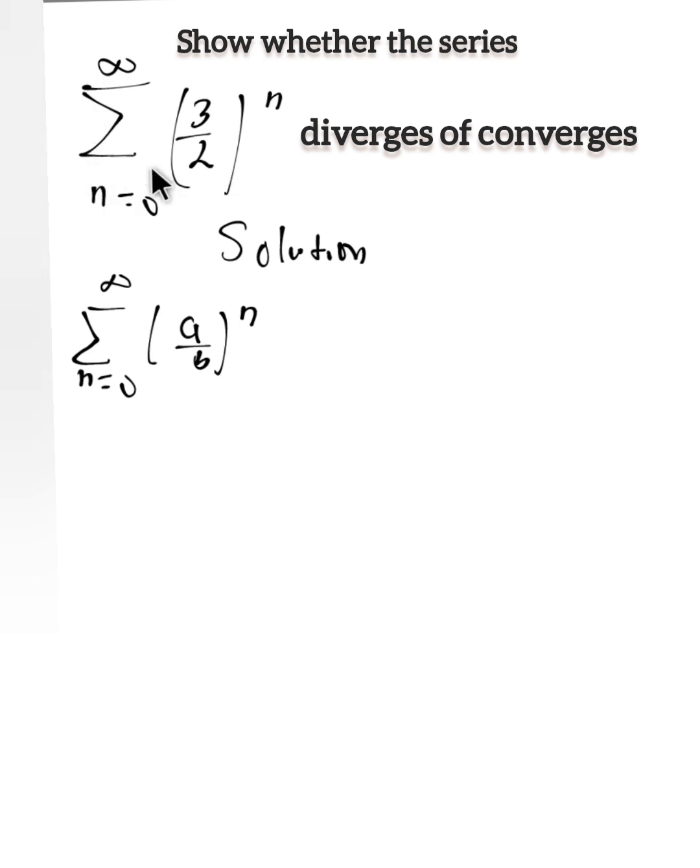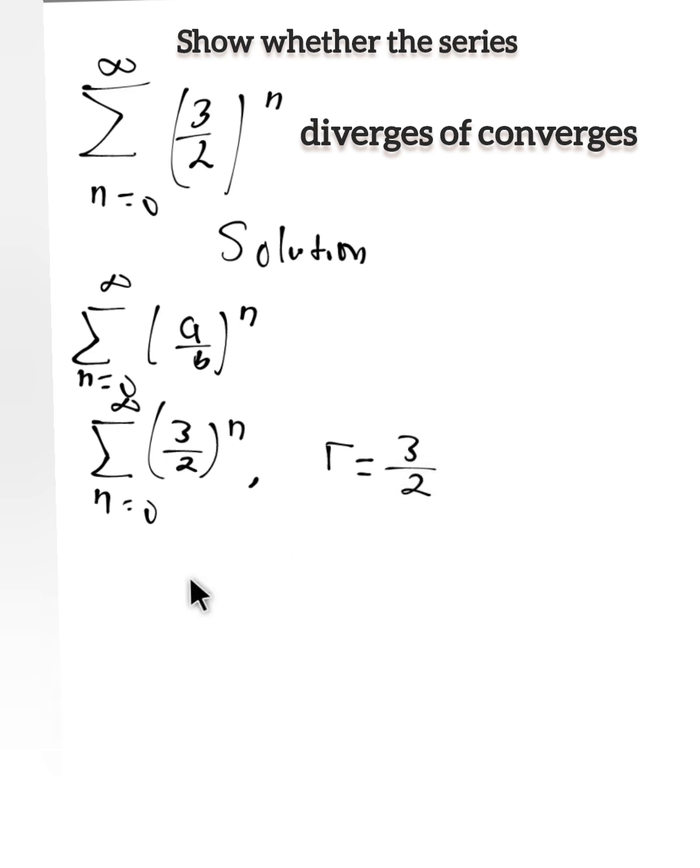So this particular series, the summation from n equals 0 to infinity of (3/2)^n, is a geometric series. Now, r is equal to 3/2. The absolute value of r is equal to the absolute value of 3/2, and this gives us 3/2, also a positive number. Now, 3/2 is the same thing as 1.5, which is greater than 1.